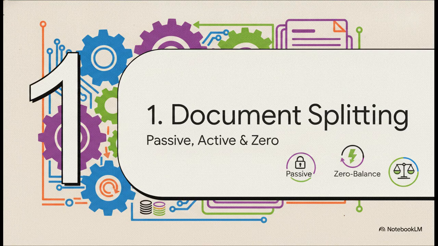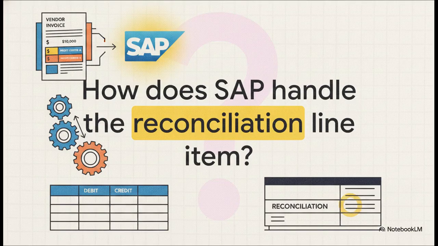All right, Section 1, Mastering SAP Document Splitting: Passive, Active, and Zero Balance Clearing. To really wrap our heads around document splitting, we have to ask ourselves a fundamental question. When a user posts a 10 grand vendor invoice with multiple expense lines going to entirely different profit centers, how exactly does SAP handle that reconciliation line item?